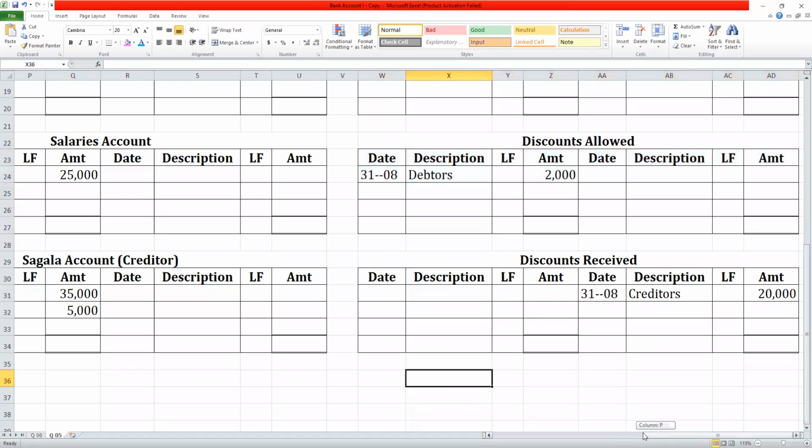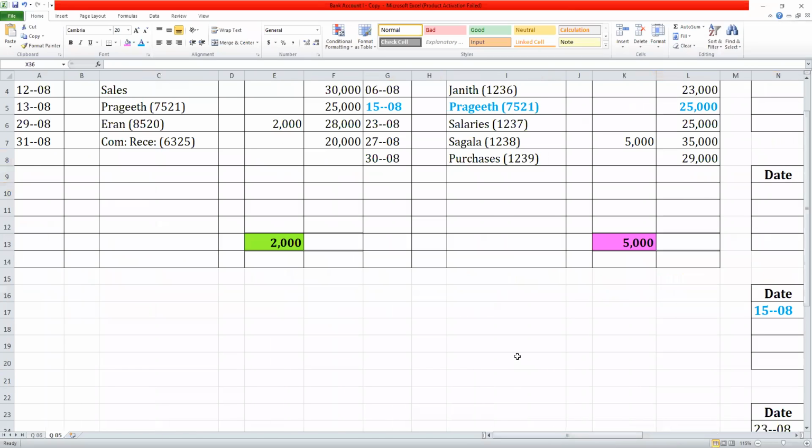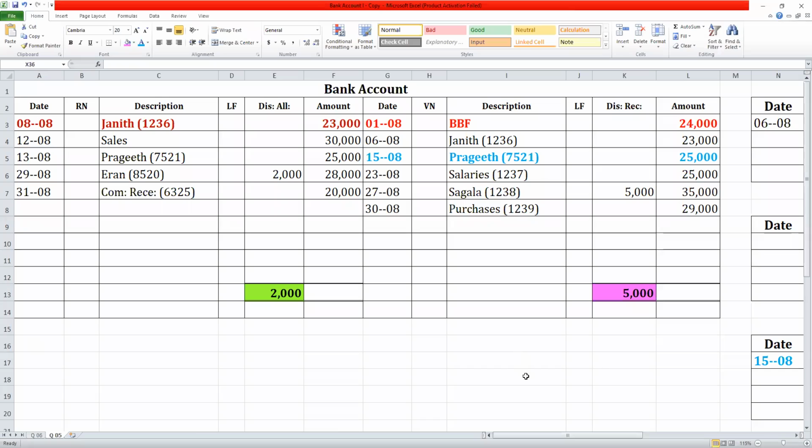Okay, great. Now the balancing process, be very careful. It seems that the addition of the credit side exceeds the addition of the debit. It is impossible in a cash book, but in a bank account, it is possible.